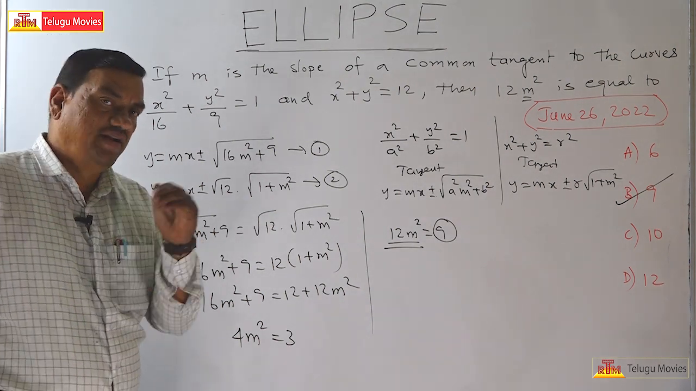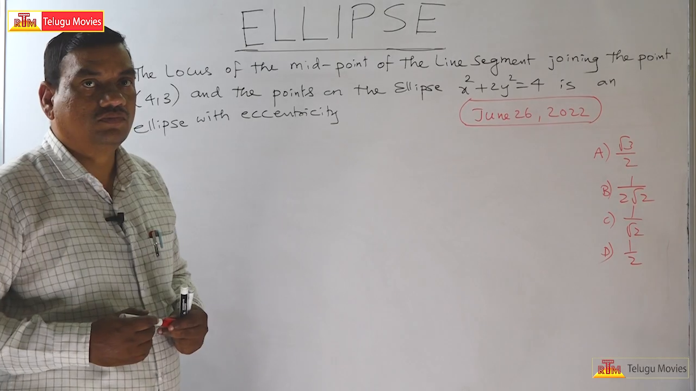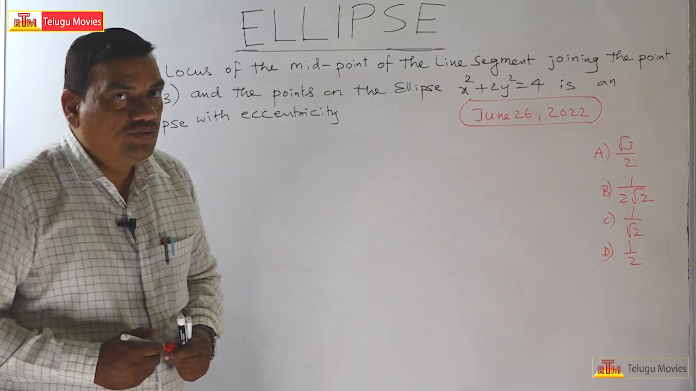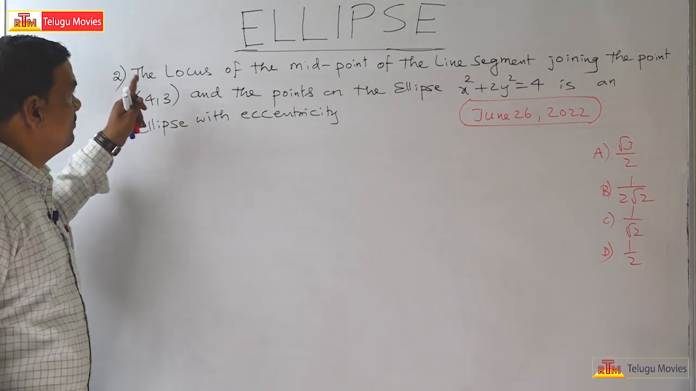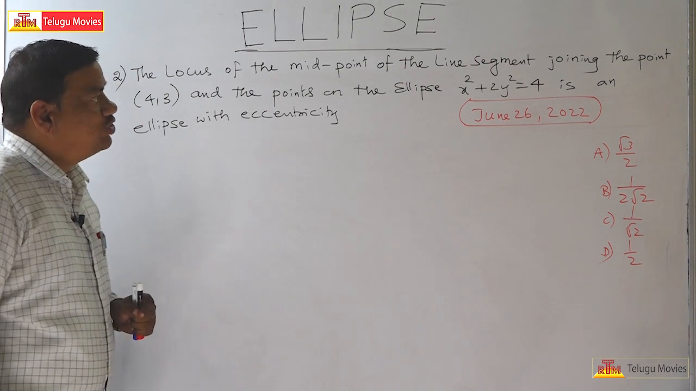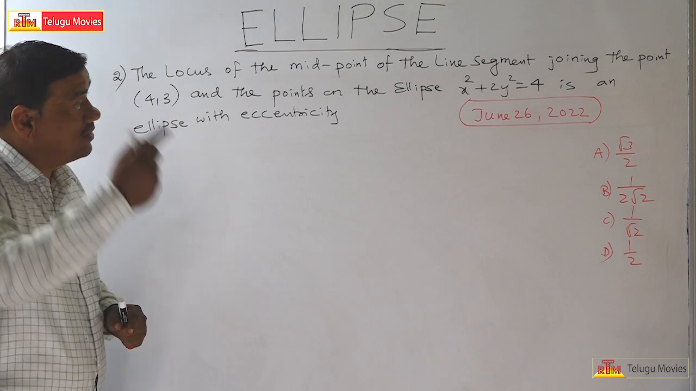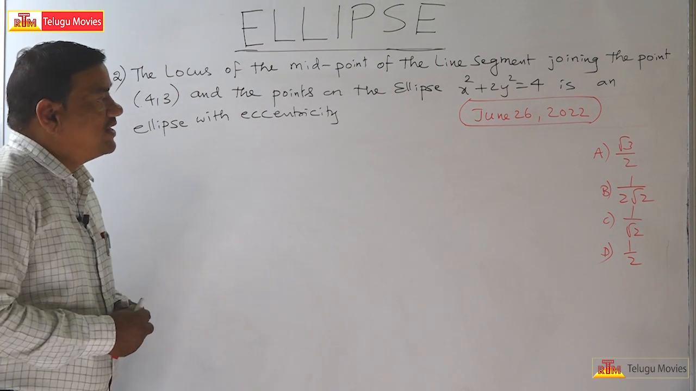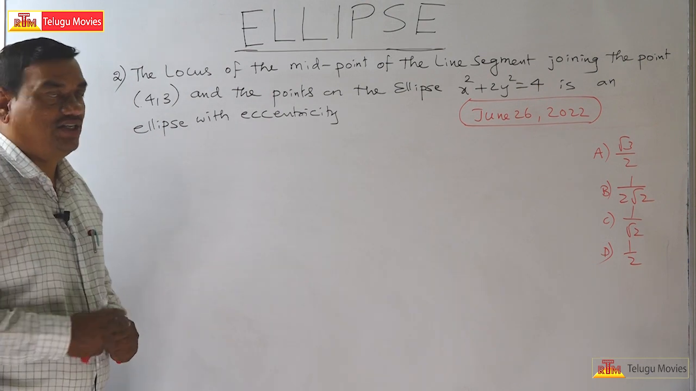Let us go for the next problem. Welcome to the second problem. First read the problem carefully. The locus of the midpoint of the line segment joining the point (4, 3) and the points on the ellipse x square plus 2y square is equal to 4 is an ellipse with eccentricity?